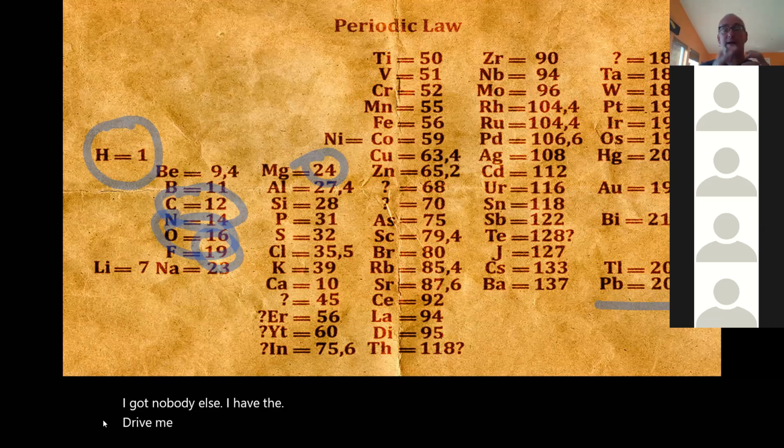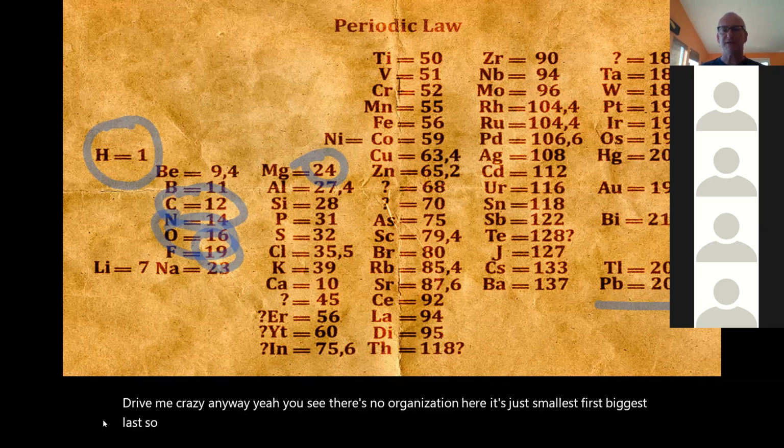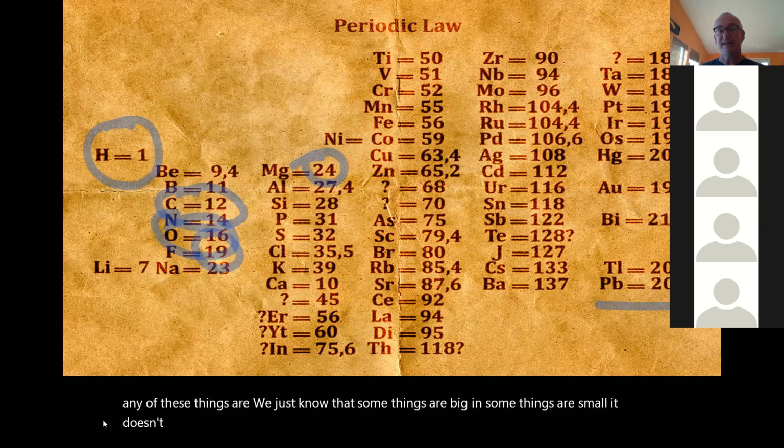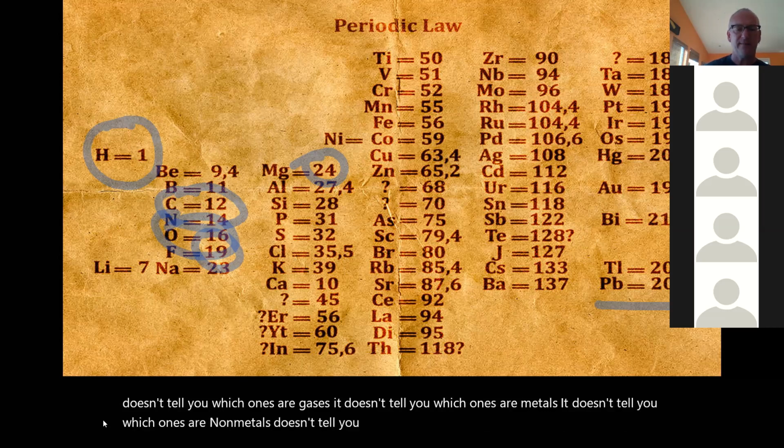Anyway, you see there's no organization here. It's just smallest first, biggest last. So just based on this organization, we don't know what the chemical properties of any of these things are. We just know that some things are big and some things are small. It doesn't tell you which ones are gases, which ones are metals, or which ones are non-metals. It doesn't tell you anything. So this wasn't terribly helpful.